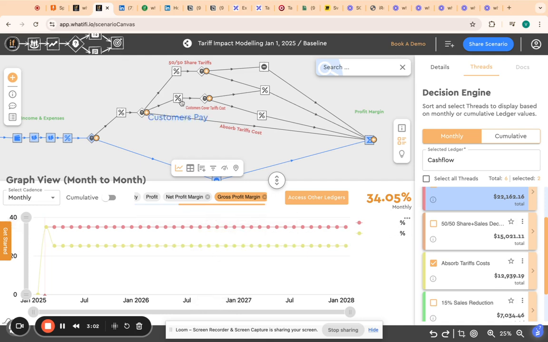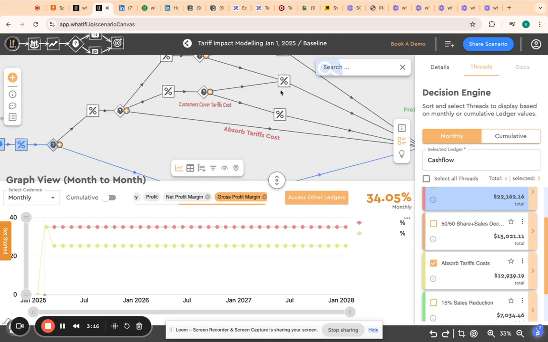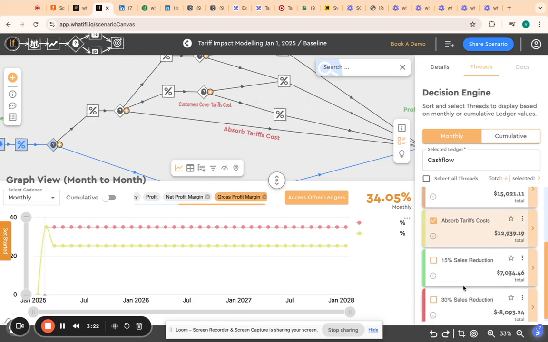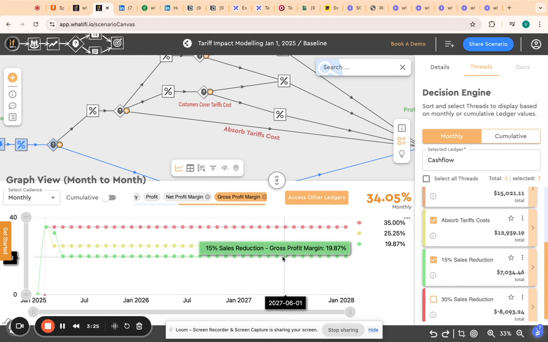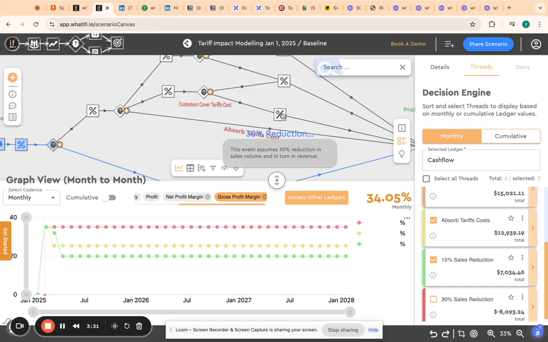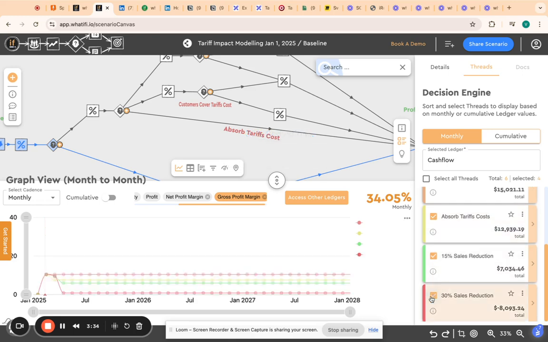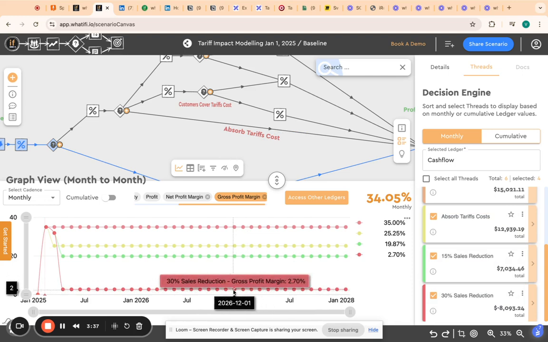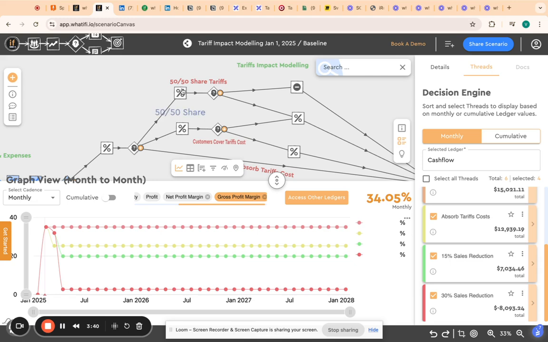The second scenario is pass the cost to customers. Raising prices to offset the tariff means some customers may reduce their purchases. Based on typical manufacturing industry data, we have two options. First is 15% sales decline. In that case, your profit margin drops to 19%. The second scenario, which is 30% sales decline, where your profit margin drops to 2.7%, a major hit.